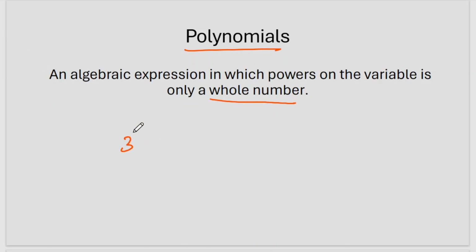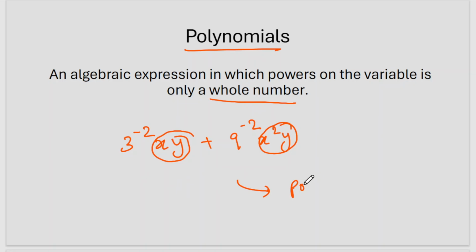If the question is like this, 3 to the power -2 x to the power xy plus 9 to the power -2 x square y, it is a polynomial. Why? We will look at powers only on the variable, not on the numbers. So this is a polynomial, because we have to look at the powers only on the variable, not on the numbers.